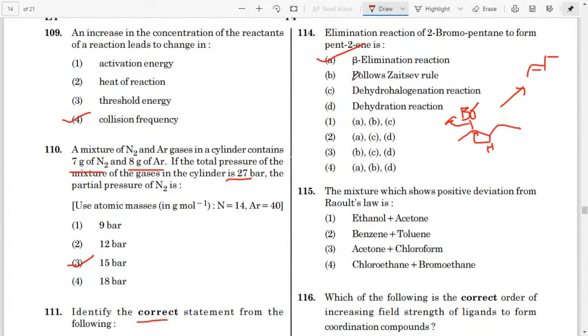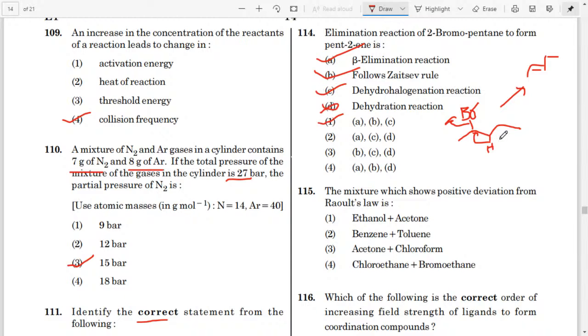Follows Zaitsev rule. Yes, it follows. Dehydrohalogenation reaction. Yes. So dehydrohalogenation, minus HBr. Dehydration reaction? There is no water, there is no H, so this is not going to be correct. Which says A, B, C correct. Option number 1 is the correct option, students.